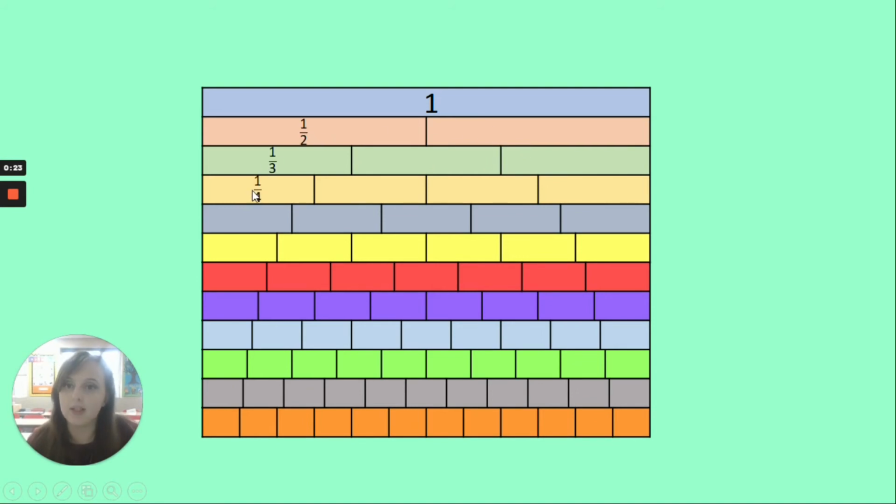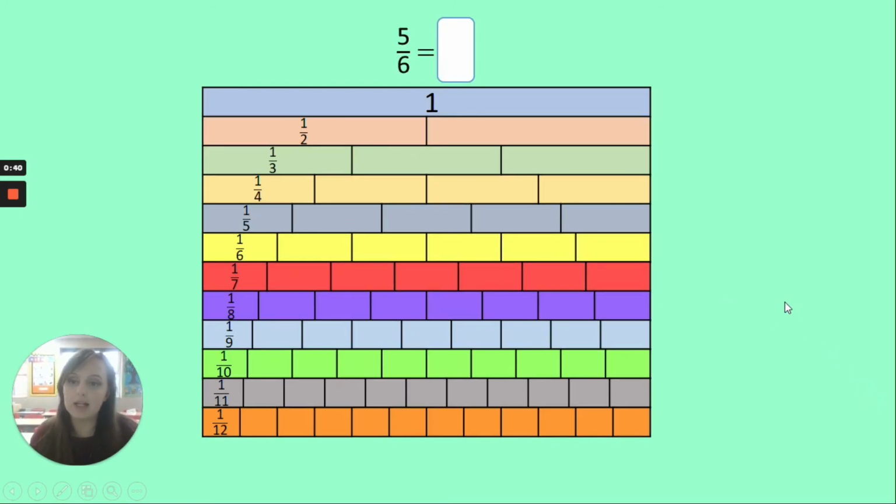Then we have thirds, then quarters, then fifths, then 6ths, 7ths, 8ths, 9ths, 10ths, 11ths, 12ths, and so on. You could keep going for a long, long time. We've stopped at 12ths just because there's not much more room on the screen. This is going to be really, really helpful when we're finding equivalent fractions.